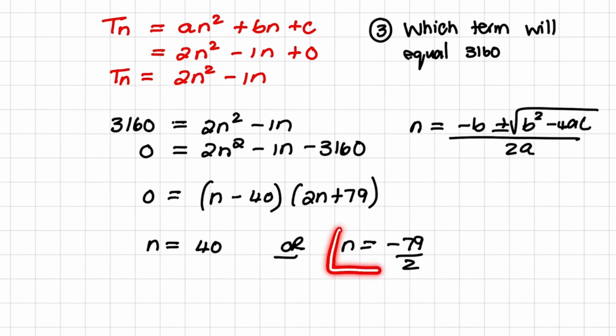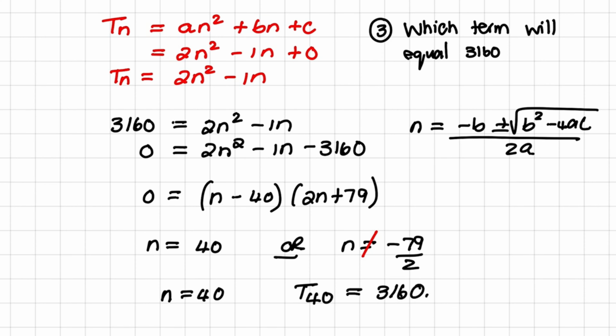So you can't get a term that is a negative value, because our terms start at term 1. So therefore n cannot be equal to -79/2. Therefore the 40th term, so term 40, is equal to 3160. And that is the basics of a quadratic number pattern.